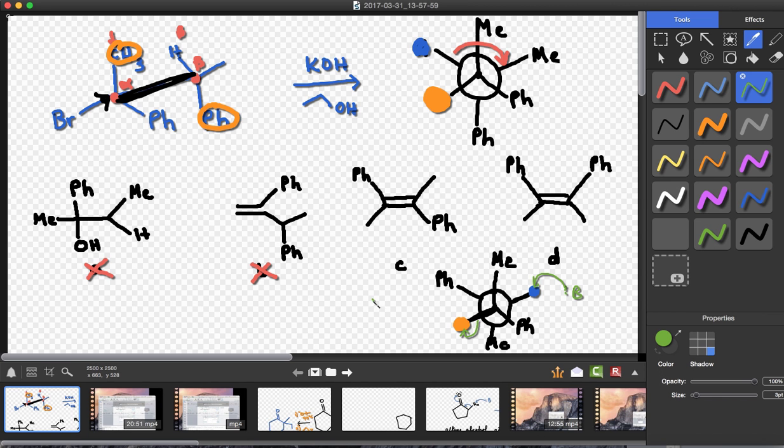But if I look at the carbon-carbon double bond, the phenyl groups are oppositely oriented, like so, and the methyl groups are oppositely oriented, like so. This is clearly the E alkene, which amongst the answers that I have listed is most consistent with answer choice C being the credited response.